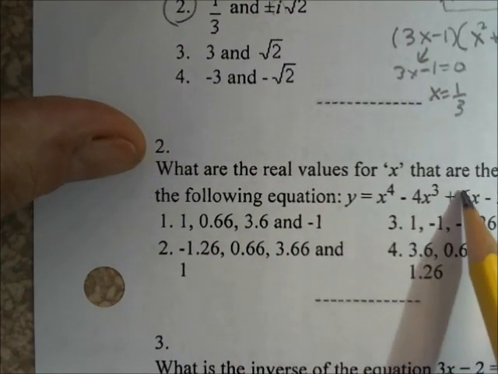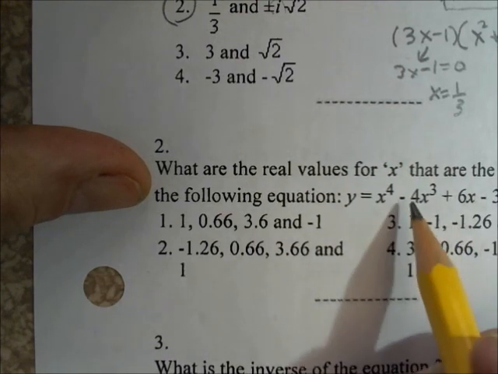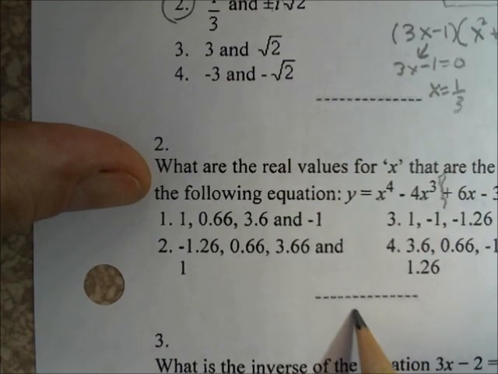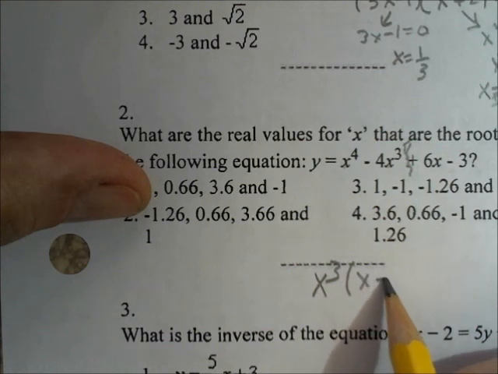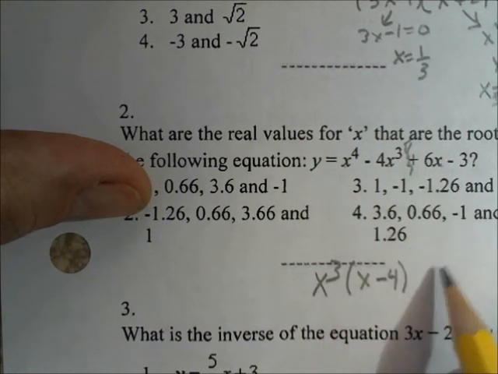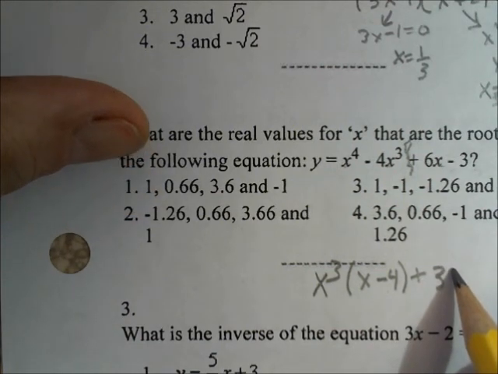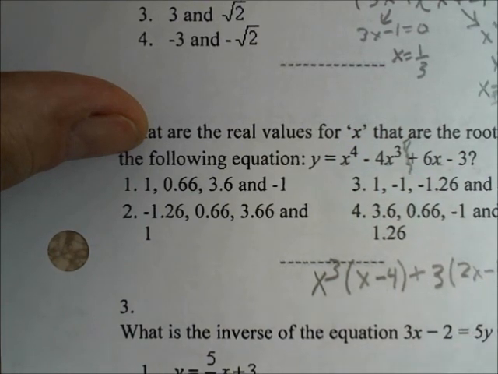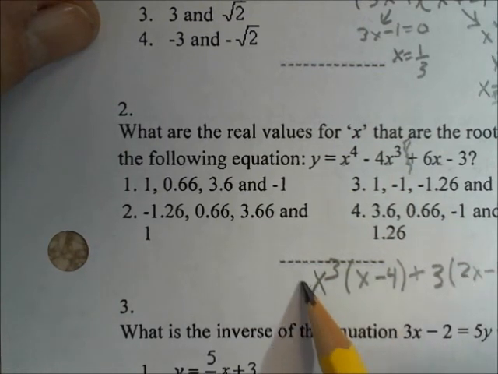What are the values for x that are the roots of these? Well, you're going to do factor by grouping again. There's no GCF this time, so the left two terms have x to the third in them. So you're going to factor out an x to the third, and you're left with x minus 4. The second two terms have a GCF of 3, and you're left with 2x minus 1, and that's not going to work because those two don't match up. So we can't do factor by grouping.